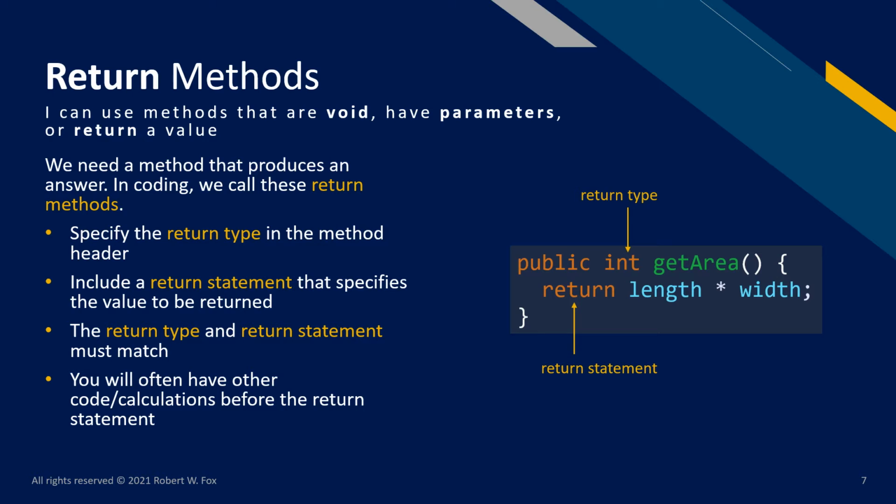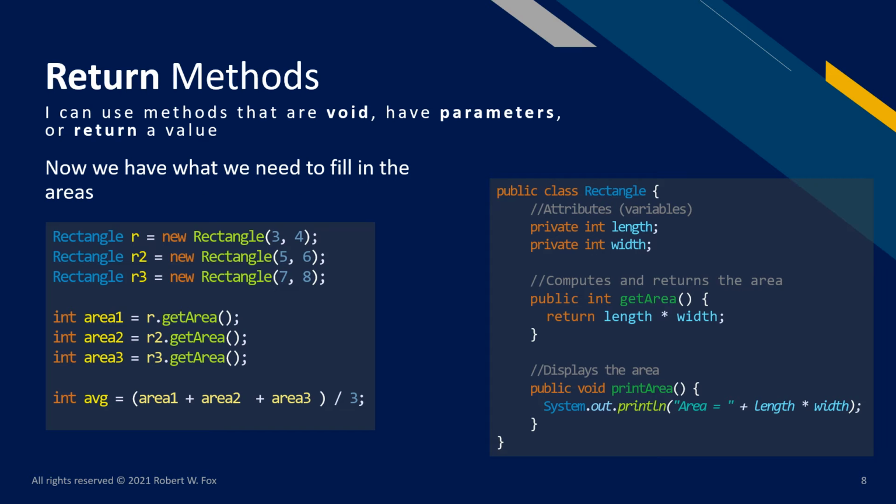Typically, there will be code before the return statement, and maybe that code is going to do the calculations. In this case, the method is simple enough that all I have is a return statement. Let's see how we can use our new method to calculate the average area. After creating the three objects, r, r2, and r3, I say int area1 equals r.getArea. So this means that we're going to call the getArea method on our r rectangle. So when we do that, it will go to the method and it will multiply the length and width, which for r is 3 and 4, and it returns that answer of 12. The 12 will get saved in the area1 variable.